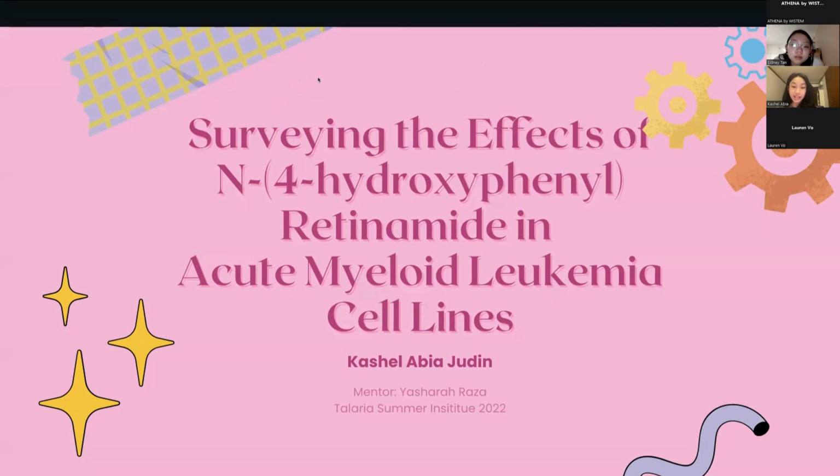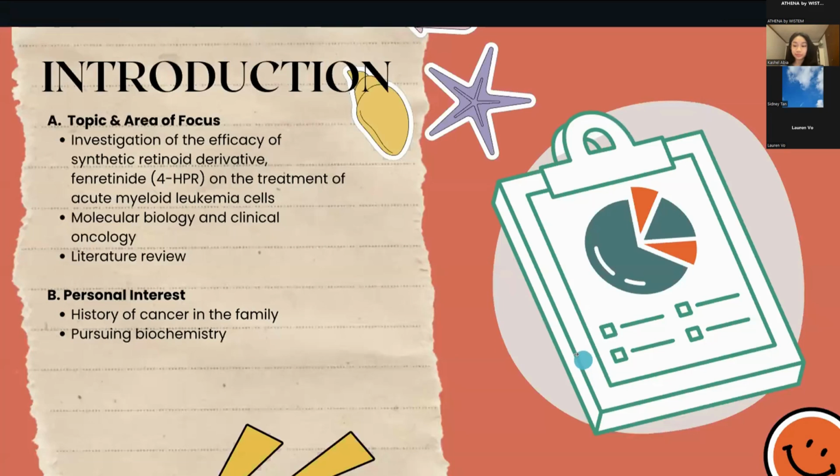I conducted a literature review on the effects of N4-hydroxyphenylretinamide on the treatment of acute myeloid leukemia, or AML, cells. I was guided by my amazing mentor Yashra, along with another Talaria scholar, Tiba Ali, in the creation of this research paper. The implications of this research paper plausibly recommend further testing of this drug in treating AML.